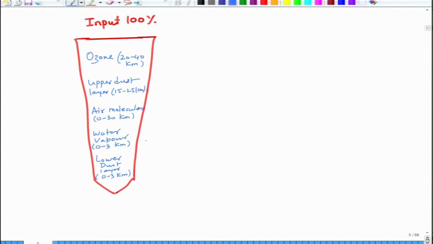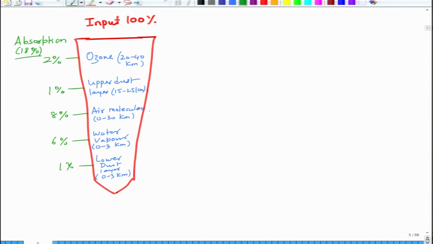So, if I look at absorption on the left side, ozone has an absorption of about 2%, the upper dust layer about 1%, air molecules absorb about 8%, water vapor absorbs about 6%, and the lower dust layer absorbs about 1%. So, total absorption is about 18%.